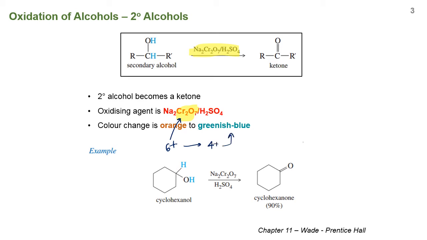So you can look at the color of the reaction to see whether it has proceeded or not. For example, cyclohexanol, a secondary alcohol, can transform into the ketone by using sodium dichromate to form cyclohexanone. Okay.